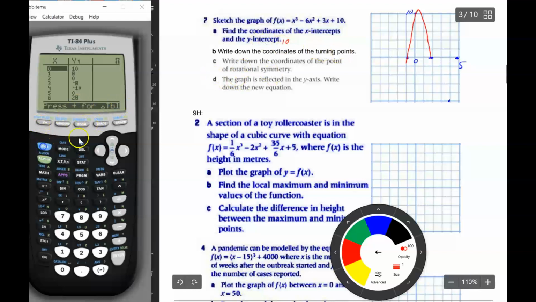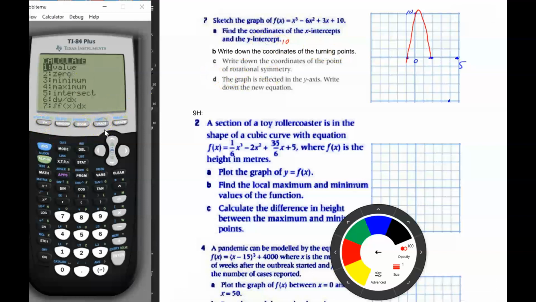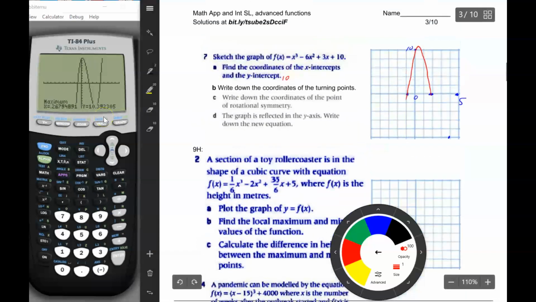So let's do that. The way we find the turning points is we do second calc minimum and maximum. So we'll do maximum first. Oops, let me redo that. Second calc maximum, and then I need to put the left boundary to the left of the maximum. Enter. Put the right boundary to the right of the maximum. Enter. Guess. And the maximum is 0.268, comma 10.4.